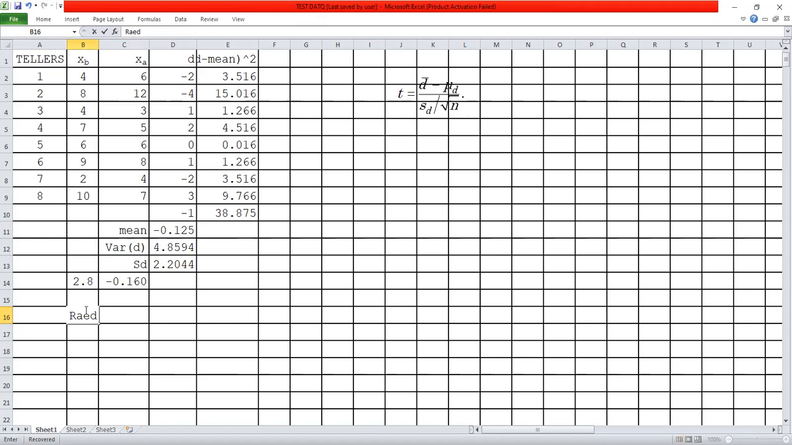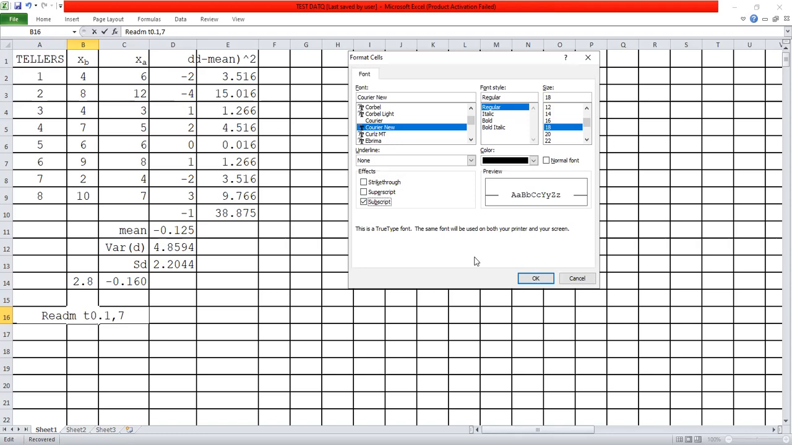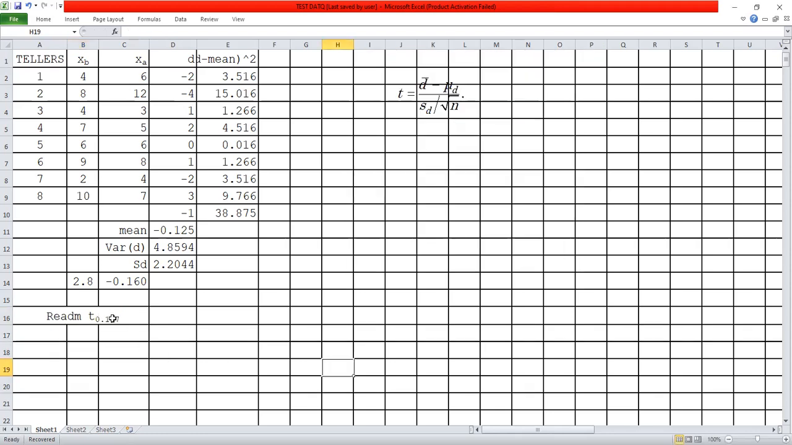read, don't write this until I finish it. T 0.1, that's the level of significance, 0.1, comma, and I told you that this is governed by n minus 1 degrees of freedom. N here is 8, so 7 degrees of freedom. So you read from the T table. Of course, these are subscripted. So you go to your T table and read T 0.1, 7 degrees of freedom.